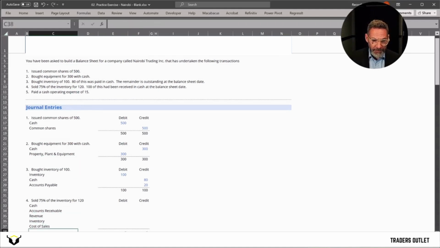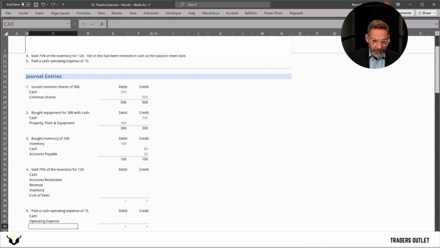I'm just going to scroll down. Okay, so we have actually got cash increasing by 100. But recall that we sold 120, and 20 is owed from our customers as accounts receivable. That's increasing an asset, so we put our 20 there. We also have revenue increasing. Remember that revenue is in our equity, and when revenue increases, that's a credit.